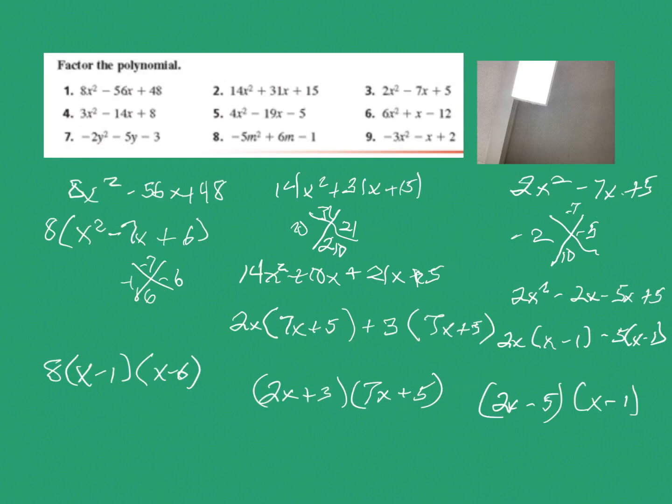Rather than make a super long video, I just worked out 1 through 3 on this slide. Number 1, we could factor out a common factor of 8 and then solve it using our simple step. Number 2, we multiplied, grouped, and then took out common factors to come out with the factoring. Same with number 3. I'm going to do problems 4 through 9 on the next 2 slides.